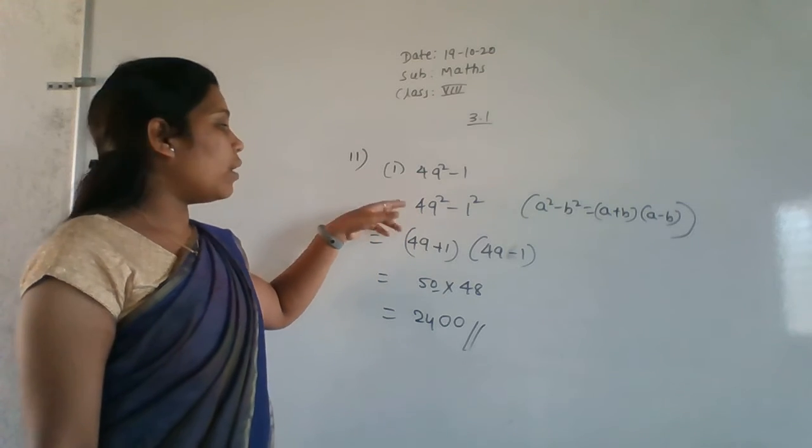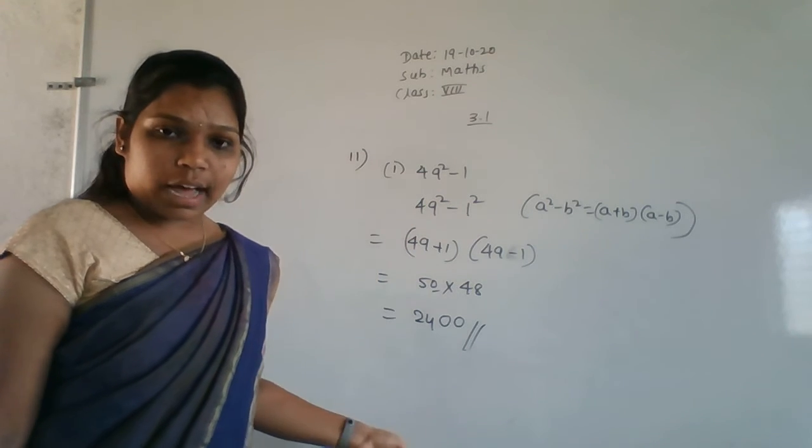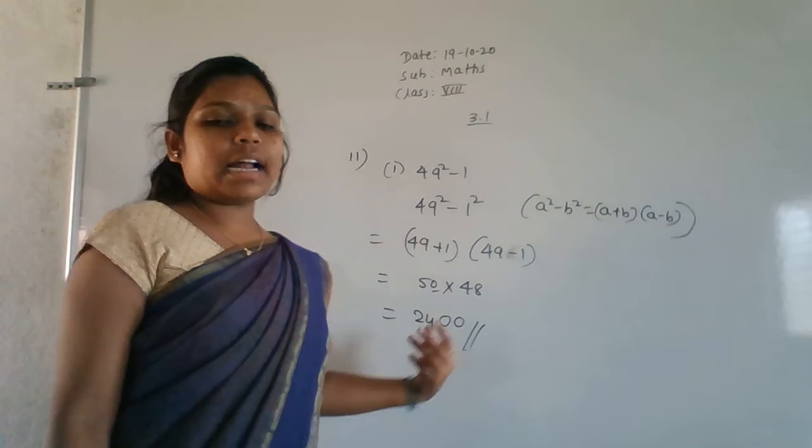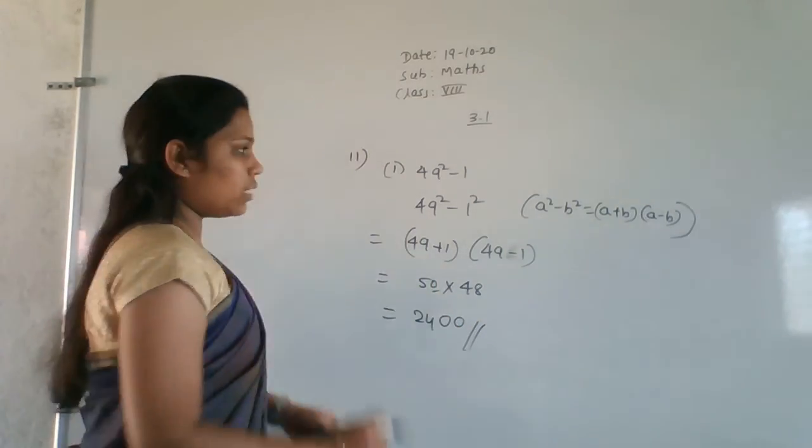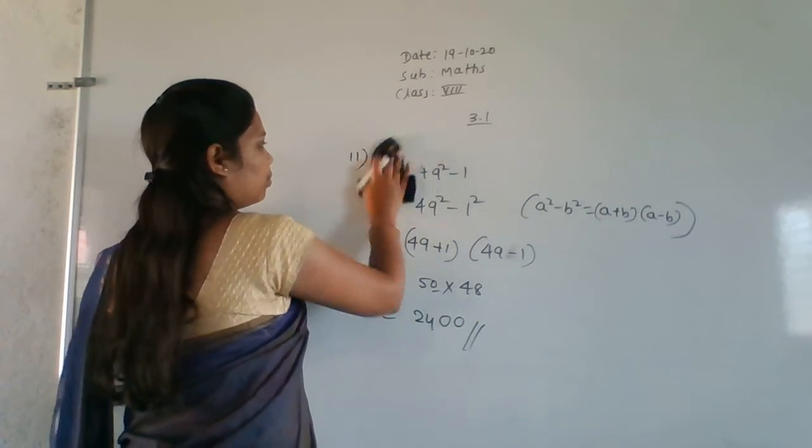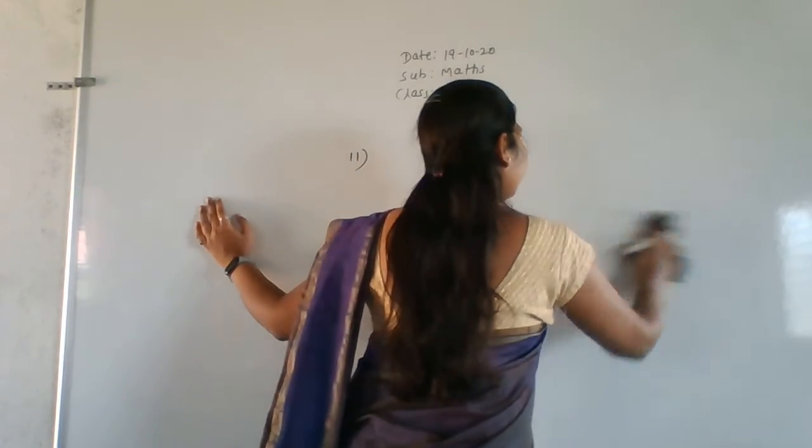Without finding the square of this number, we solved this. Right? So like that you have to do. Go for the next one. The second one also you have to do like that.